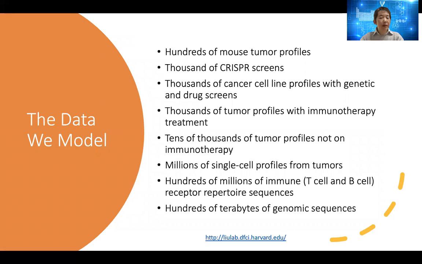The type of public data we try to model includes hundreds of mouse tumor profiles, thousands of CRISPR screens, thousands of cancer cell line profiles with genetic and drug screens, thousands of tumor profiles with immunotherapy treatment, tens of thousands of tumor profiles not on immunotherapy, millions of single-cell profiles on tumors, hundreds of millions of immune receptor repertoire sequences, and hundreds of terabytes of genomic sequences.